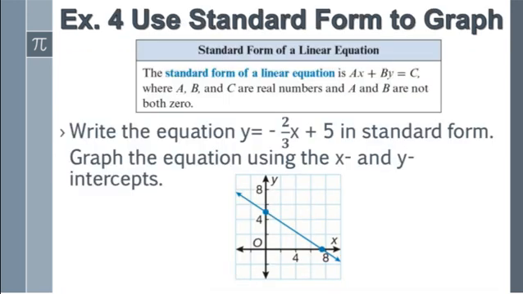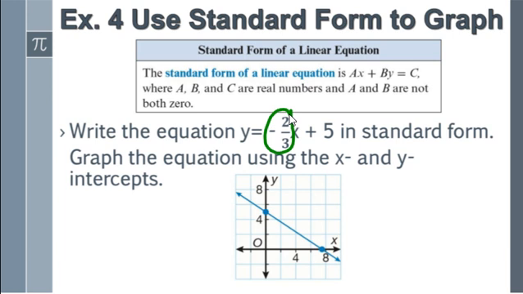Now using standard form to graph. Here, we need to write the equation in standard form and graph using the x and y intercepts. This one was done for you. They graphed the x and y intercepts. So what they needed to do is get the x's and y both on the same side, but we don't want this fraction here. So they ended up having to multiply by 3 on both sides to get rid of the denominator over there.